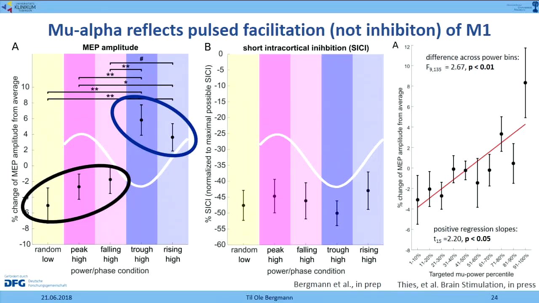Why is that? We don't know yet. It is possible that due to the strong inhibitory connections between the somatosensory and the motor cortex, this is in fact a pulsed disinhibition by a pulsed inhibition of the somatosensory cortex. But future work would need to identify that.